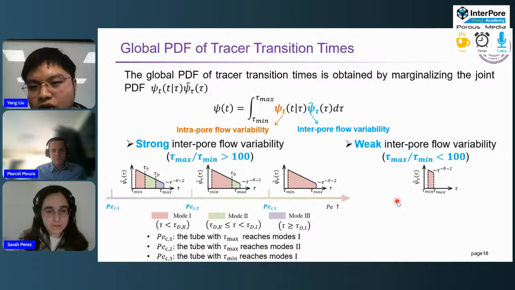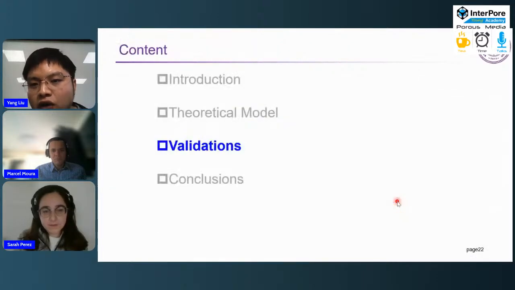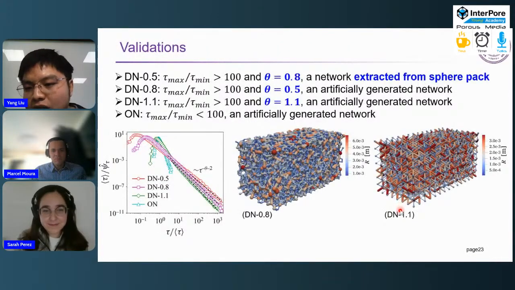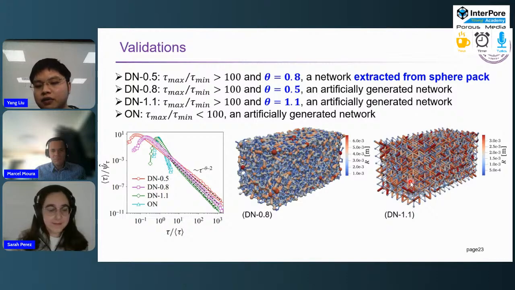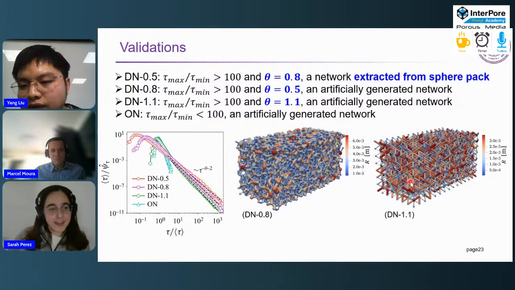So if I show you the ideal case of our model, it's just like the DN 1.1 like this. We assume it's a regular lattice but only the tube radii are randomly generated. Okay. Yeah, cool. But something to investigate, right?